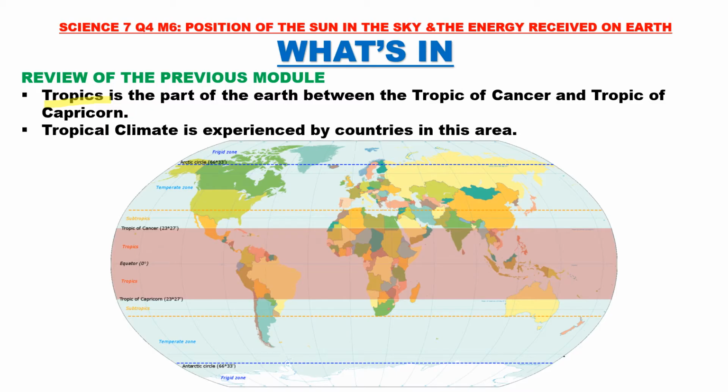Tropics is the part of the Earth between the Tropic of Cancer and the Tropic of Capricorn. Tropical climate is experienced by countries in this area. In the tropics, we have 2 seasons, wet and dry. The Philippines belong in the tropics.